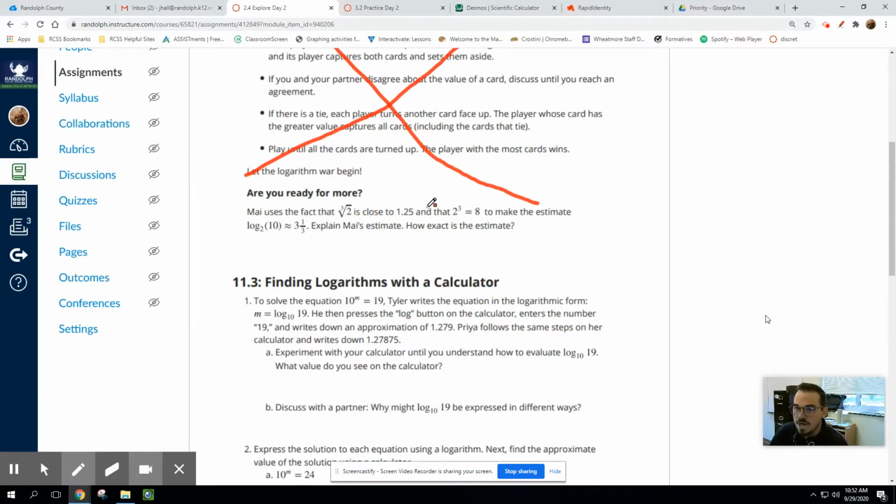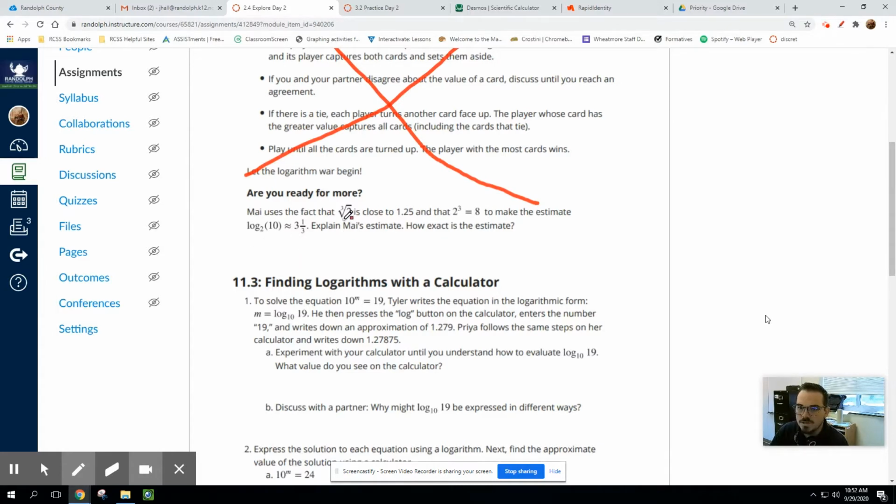Looks like I'm going over the fact that the cube root of 2 is close to 1.25, and we know that 2 cubed is equal to 8. So we're going to make our estimate there, and we're going to try and explain why Mai's estimate, how she got it, and how exact it is.